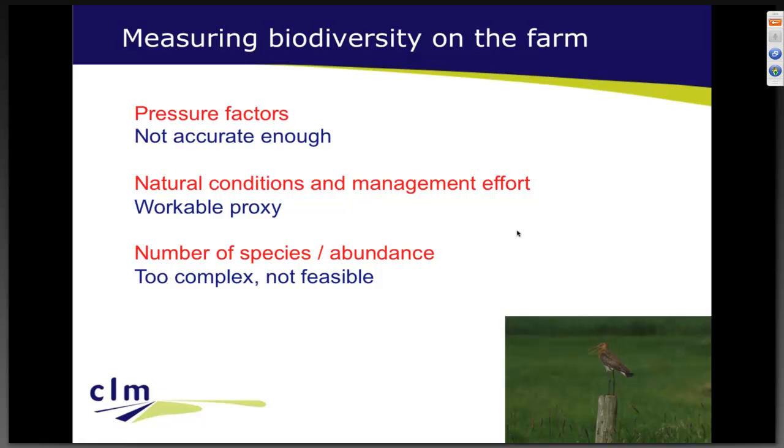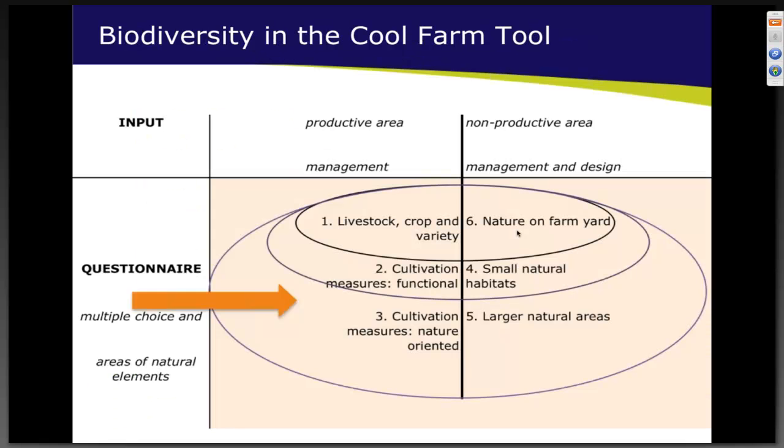So the workable proxy for measuring biodiversity on the farm is not looking at the plants and animals, but at the conditions that you're offering them. And that's what the Cool Farm tool is doing. I'm going to skip this one, but we look at 6 compartments, 3 in the productive area, 3 in non-productive area, and then from the narrow livestock to the cultivation. This is the philosophy behind it, but for time reasons I'm skipping this one.